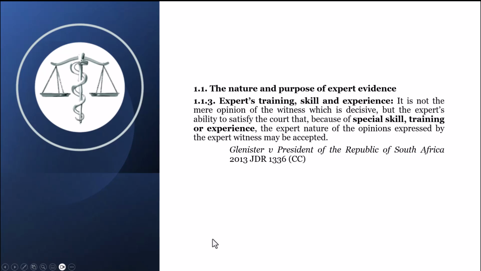Let's have a look at the nature and purpose of expert evidence, the expert's training, skill, and experience. Now, just building from that previous point about the correct understanding of the relationship between the expert and the judge. It is not the mere opinion of the witness which is decisive. Remember, I said it's not for the expert to prescribe to the court. Here in Glenister, the Constitutional Court put it this way. It's not the mere opinion of the witness which is decisive. So the fact that you hold the opinion is not decisive.